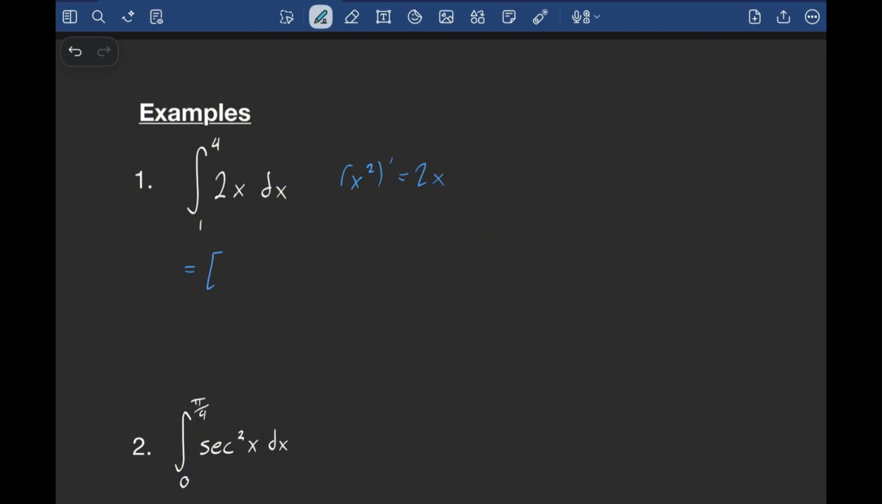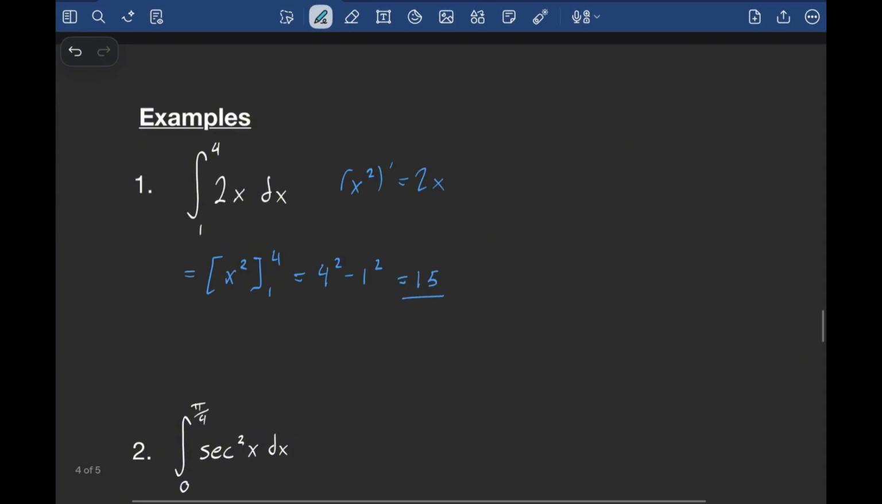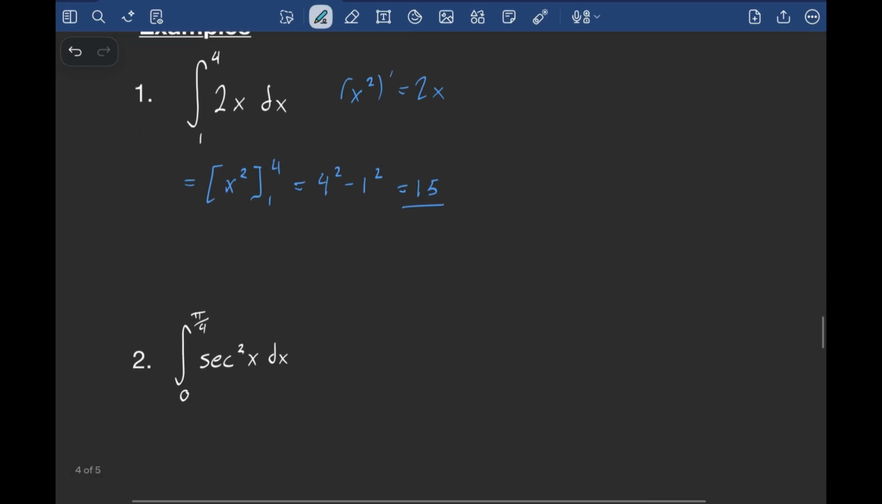So we know, because of the fundamental theorem of calculus part 2, that the answer to this question will just be x squared evaluated from 1 to 4, or 4 squared subtracted by 1 squared. And this is just equal to 15. Would you look at that? We have our final answer in one line. That was so much easier than doing Riemann sums.